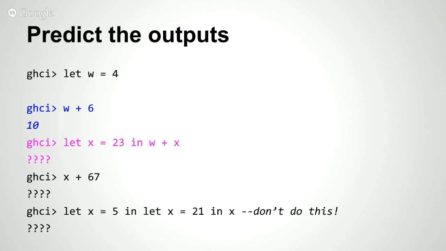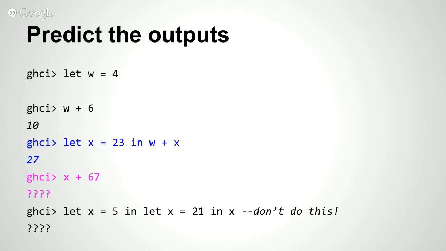Okay, so we have 27. We have failure. What do you guys think? 27. Okay. Does anyone not think 27, or not know why people think 27? It's 27. The local x is 23, and the w is the GHCi global 4.